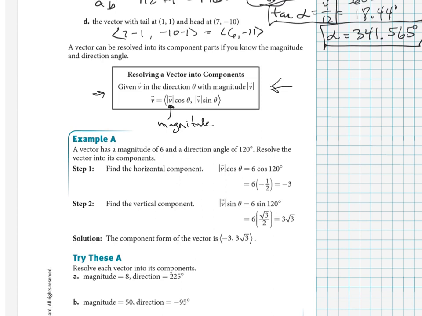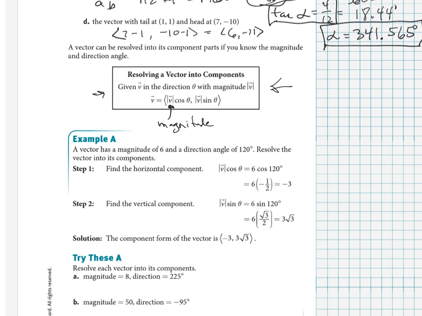So now we're going to go backwards. They're going to give you the magnitude and the direction, and we're going to put it back into the components. That's what they mean by resolving it into the components. So far we've started with the components and we've calculated magnitude and direction, and now you're going to be given magnitude and direction, and you're going to be asked for the component form.